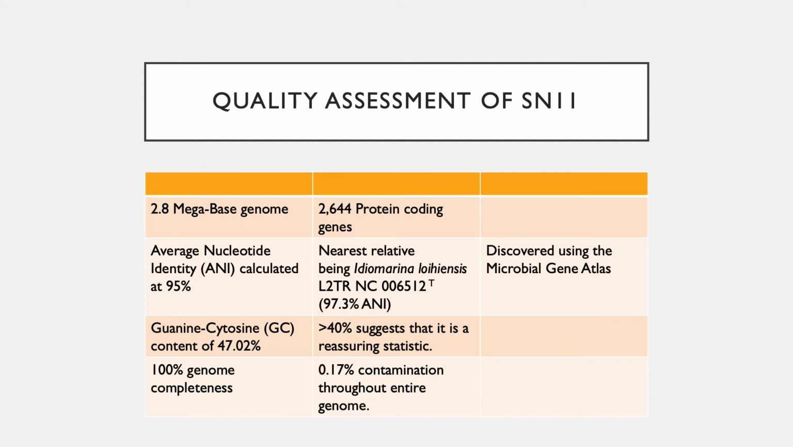We found an average nucleotide identity at 95%, and using the Microbial Gene Atlas, we found our nearest relative to it being this strain of Idiomarina, coming in at 97.3% ANI. Our guanine cytosine, or GC content, we found at 47.02%, and greater than 40% really suggests that's a reassuring statistic, so we're glad to see this.